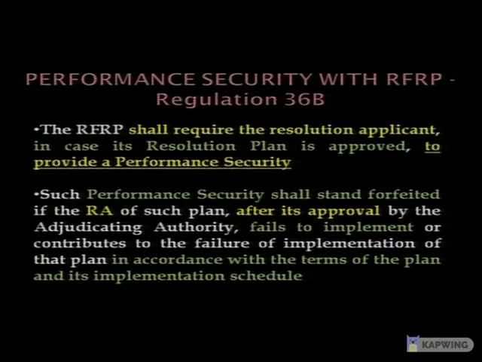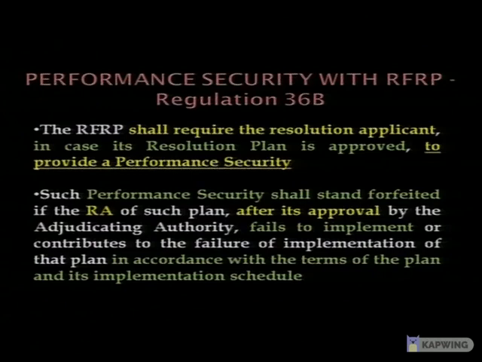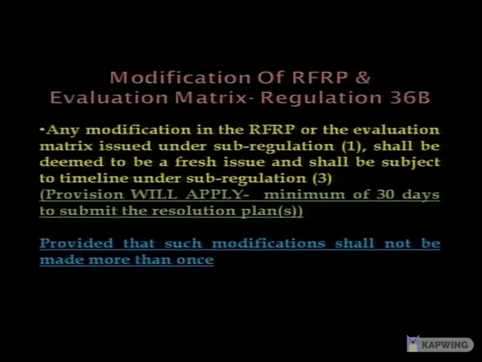Another aspect is the performance security which needs to be given by a prospective resolution applicant. The RFRP would require the resolution applicant, in case its plan is approved, to provide a performance security. This performance security shall be forfeited if the resolution applicant, after the approval of a resolution plan, fails to implement the plan, or if he contributes to the failure of the implementation of the plan in accordance with its terms.